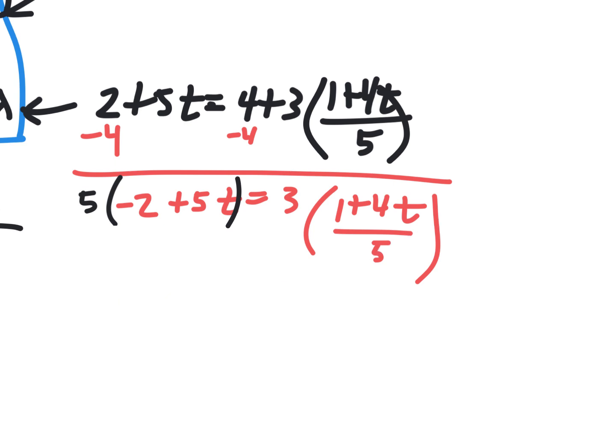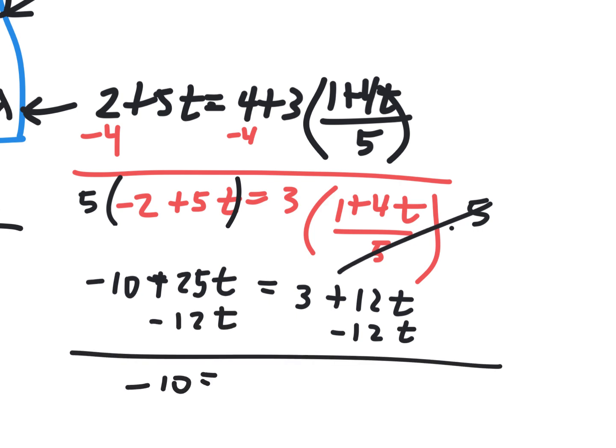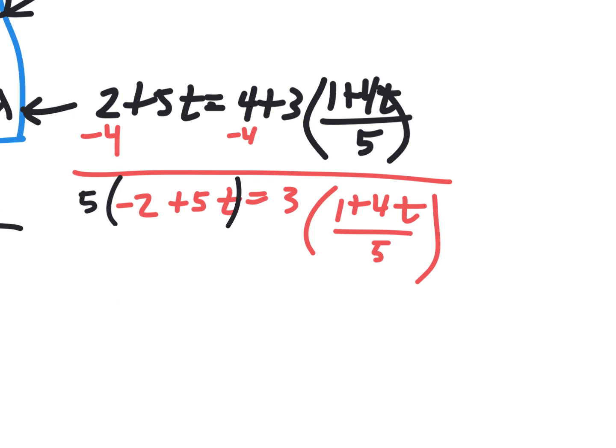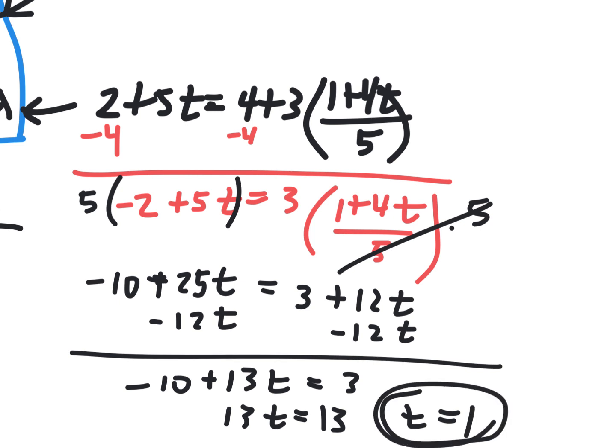Okay, now I've got variables on both sides. I'm going to get rid of the smaller one. And there. And oh, this is going to work out nice. 13t equals 13. t equals 1. Raise your hand if you got t equals 1. Cool. Then, once I know t equals 1, it's so much easier.